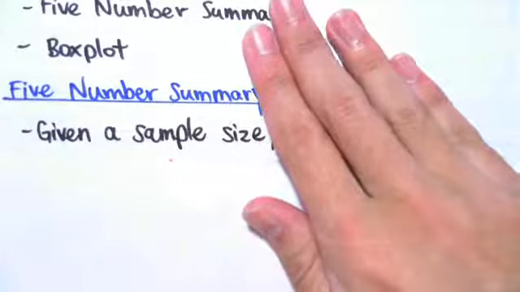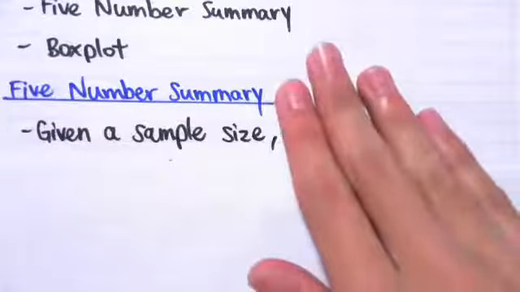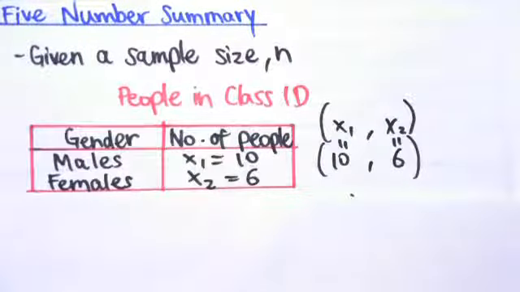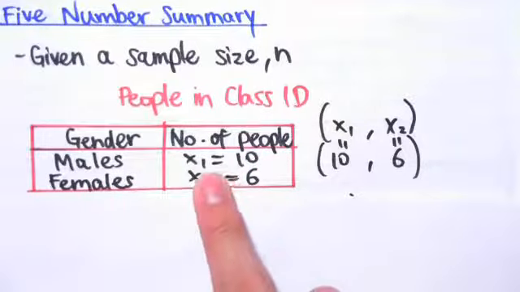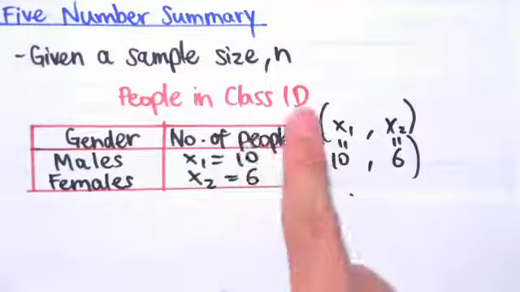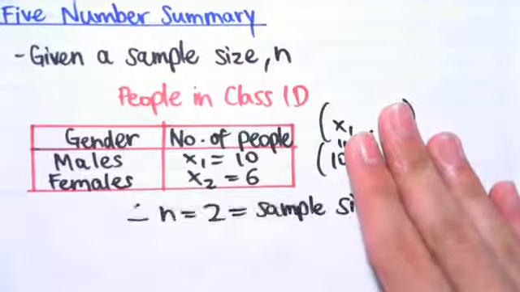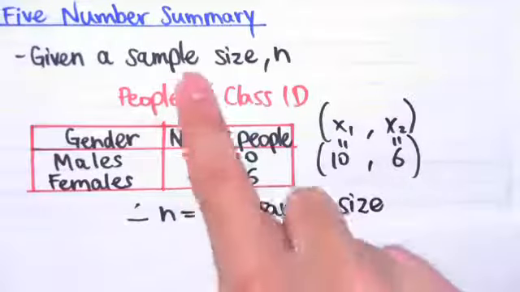So normally we've been given a set of data and also a sample size called n. A sample size is basically the amount of values that are given in your data. So if we go back to our previous example of the people in class 1D, we said that there were 10 males in class 1D, and we assigned that to x1, and that there were 6 females in class 1D, and we assigned this value to x2. So we have 2 values, 10 and 6, and because we're given only 2 values, we conclude that our sample size is just 2. So therefore, n is equal to 2, and that is our sample size.